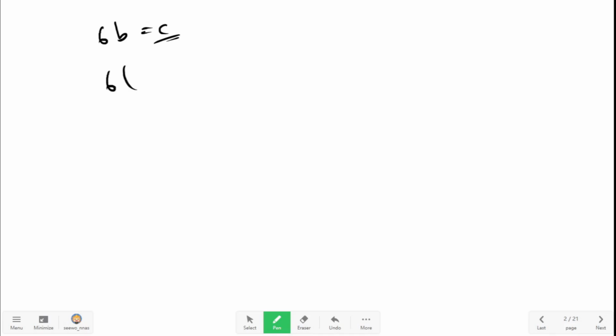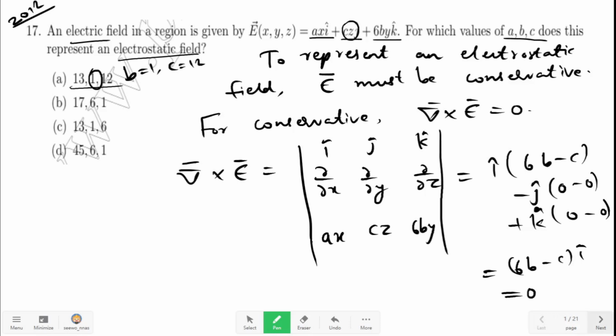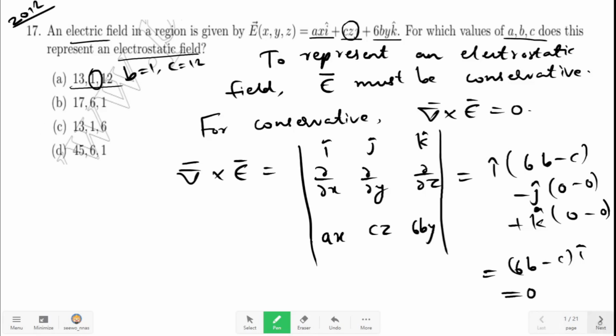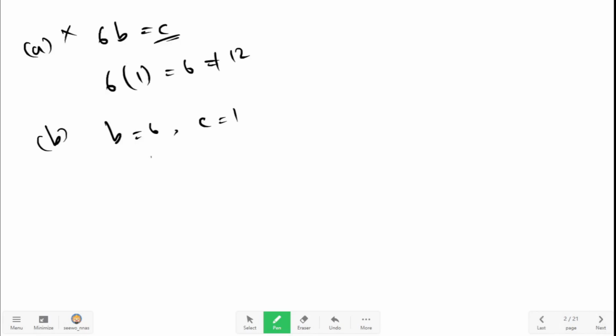Now here we got 6B is equal to C. Now if B is equal to 1, 6 into 1 is equal to 6. This is not equal to 12. Therefore option A is not correct. In option B we have B value equal to 6 and C value is equal to 1. 6B is equal to 36, which is not equal to C. Option B is also incorrect.